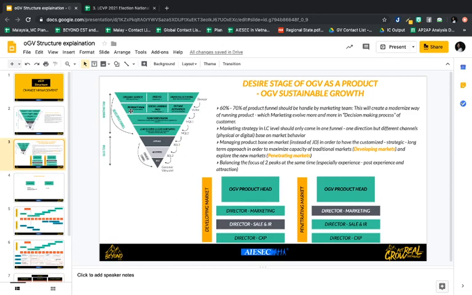So we must ensure the EP experience. Yeah, so here is our proposed structure regarding developing market and also penetrating market. Regarding the structure, it is not really different. The difference here is the focus.